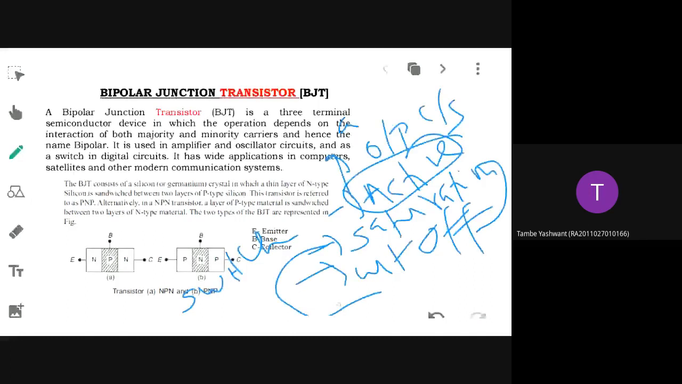So what is the meaning of an amplifier? Ma'am, it amplifies the sound. Amplification means increasing the frequency or amplitude?